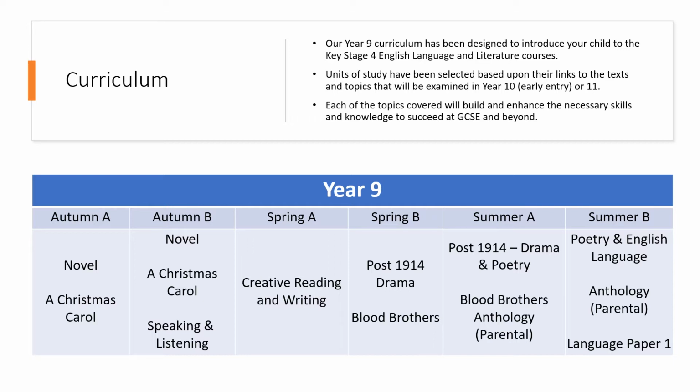In Spring B, we introduce the first post-1914 drama text, which will be Blood Brothers. This continues into Summer A and will help build a foundation for your child in their understanding of post-1914 drama. This ends in Summer A as we start to look at poetry, in particular the parental side of the anthology. In Summer B, our study of poetry continues, and we also use some dedicated time for English language, particularly English Language Paper 1.